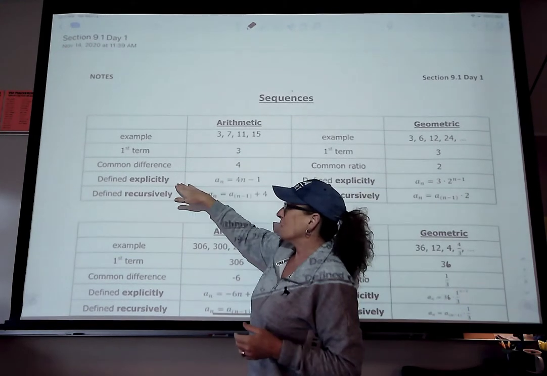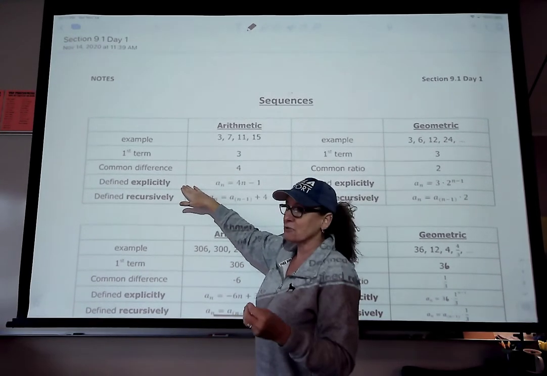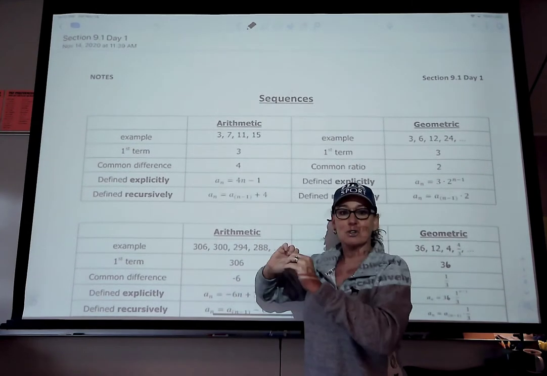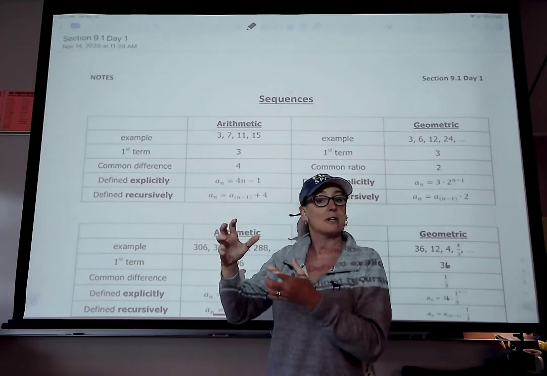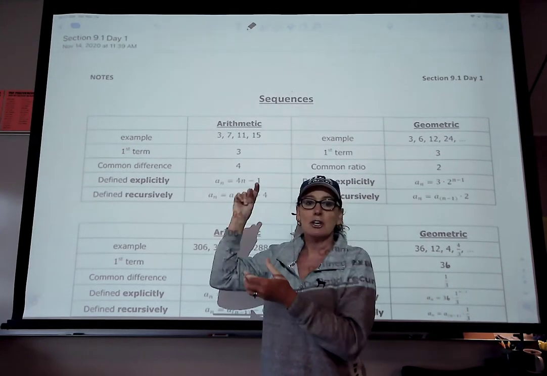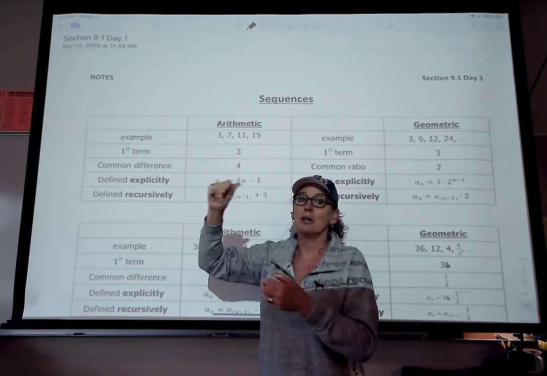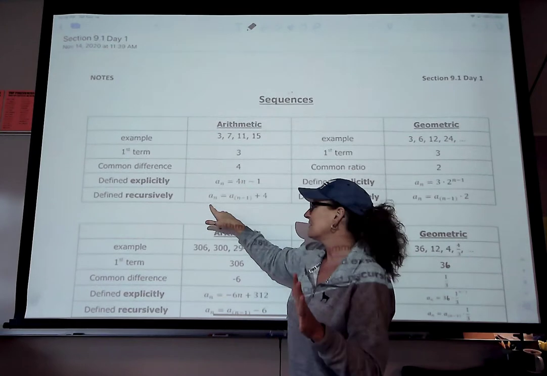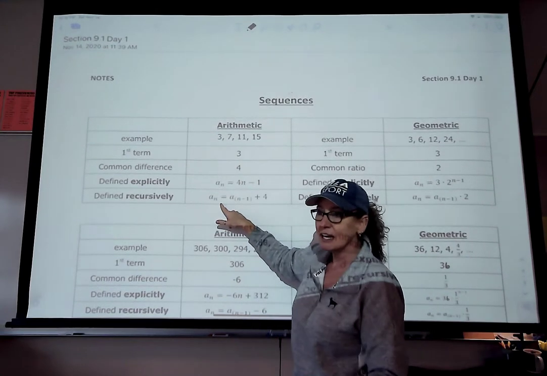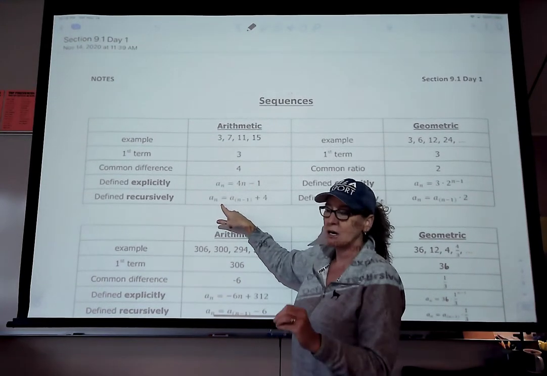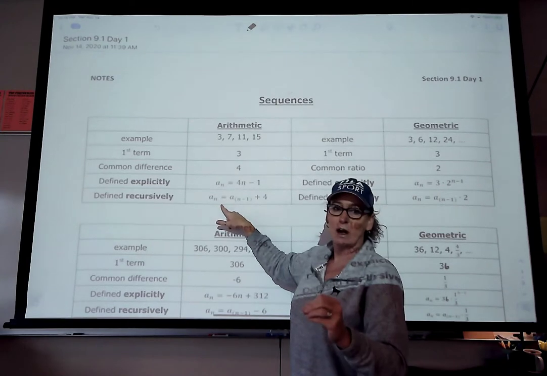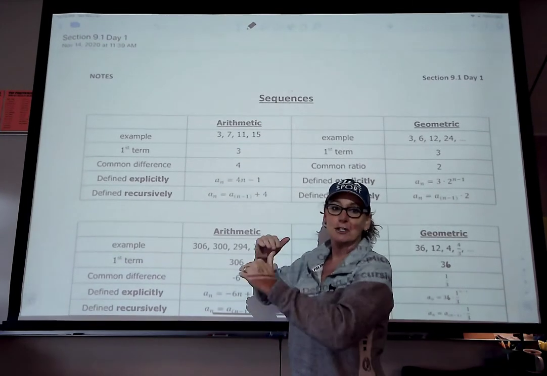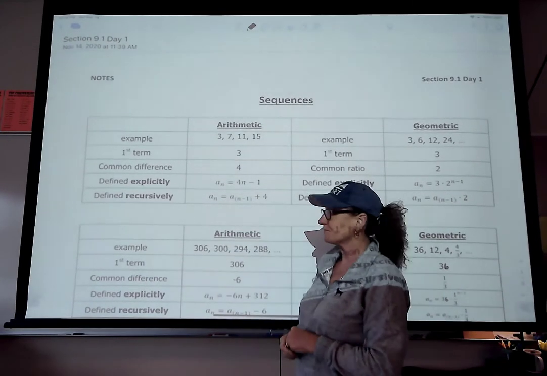When you define a sequence explicitly, this is really cool, we're going to write an equation for it. So if I want you to tell me the 100th term of the sequence, you can jump to the 100th term very quickly. If all you have is a sequence defined recursively and I want you to jump to the 100th term, holy moly, that's going to take a while because you have to work your way to it using this formula.